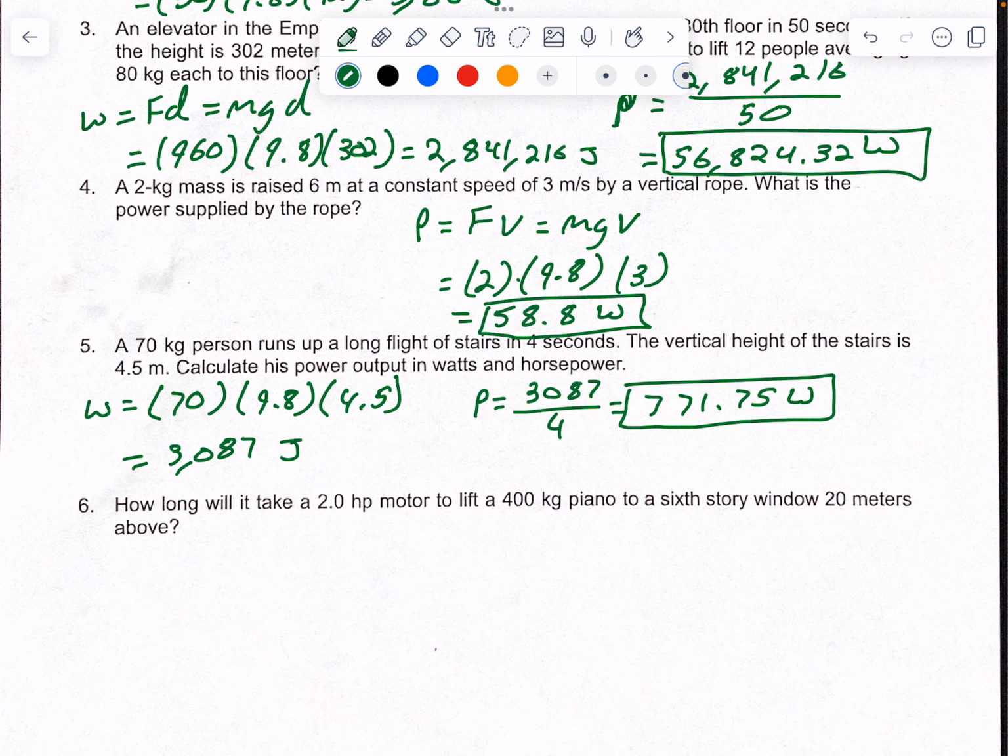Now, if I want that in horsepower, I'm gonna take that 771.75, divide it by 746, and you get 1.03 horsepower.